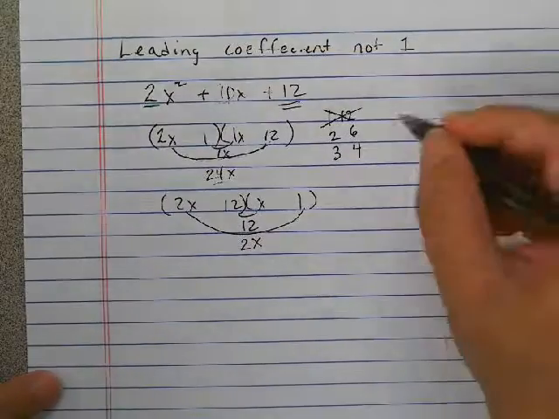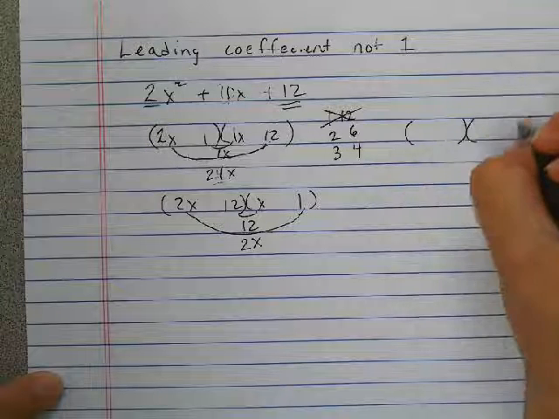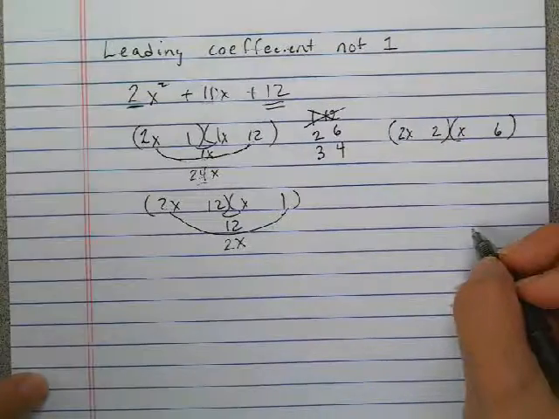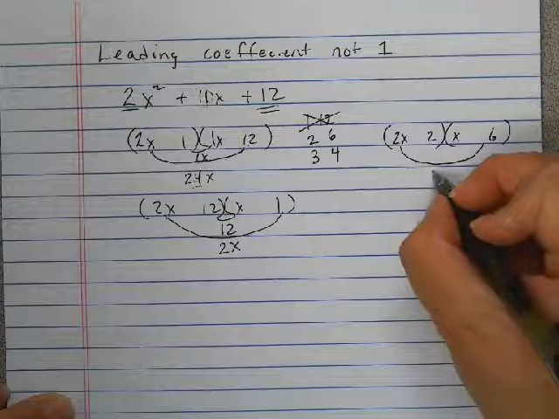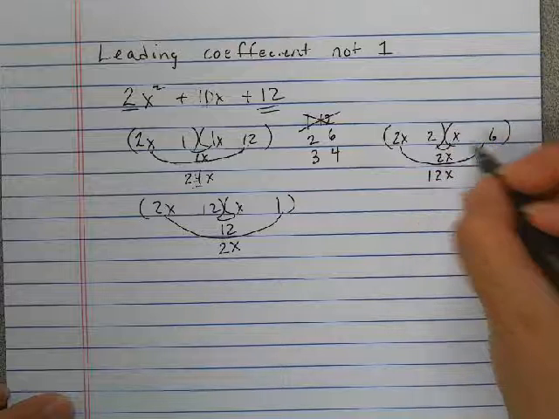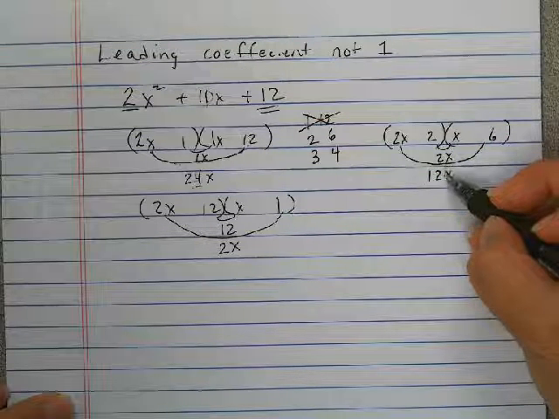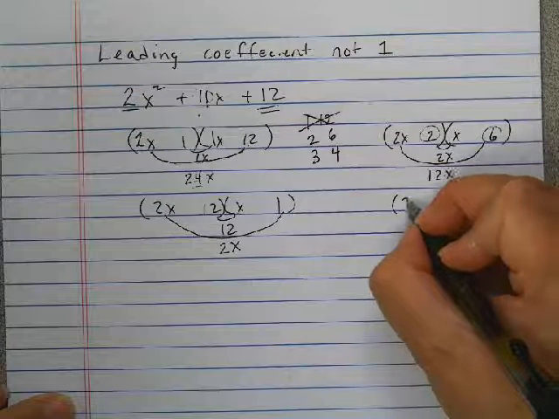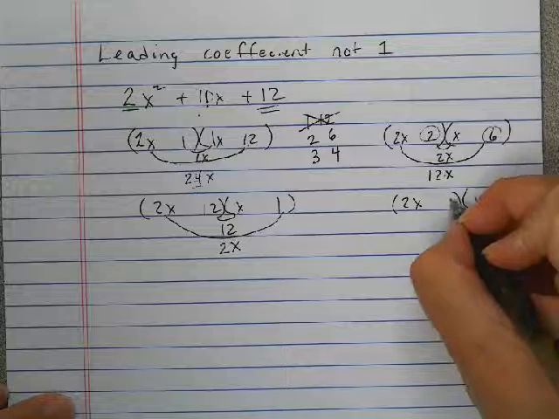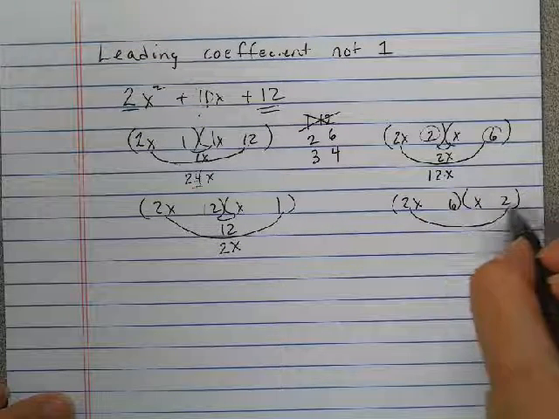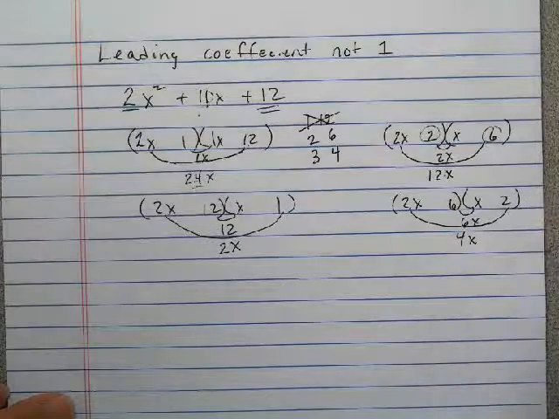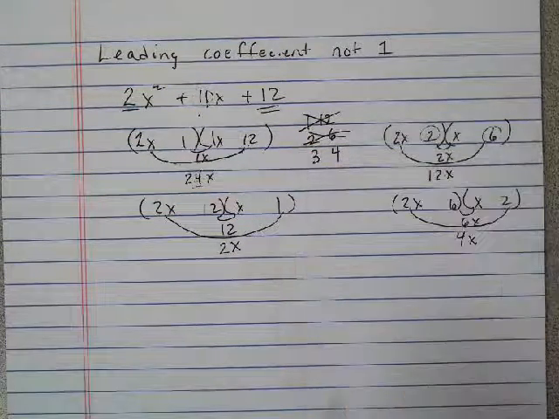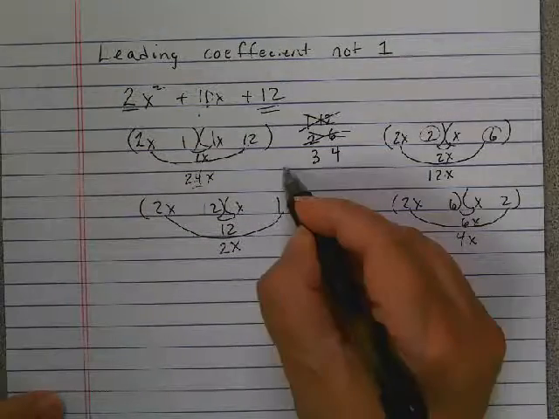So now I'm going to try 2 and 6. I'm going to do 2x and x and 2 and 6. If I do the outside term, I get 12x, and the inside term, I get 2x. So if I add these, I get 14. If I subtract, I get 10. That is not what I want. So I'm going to switch the 6 and the 2. If I do this, I get 4x, and this I get 6x. If I add 6x and 4x, I get 10. If I subtract, I get 2. So that means 6 and 2 does not work. Let's try our last option.